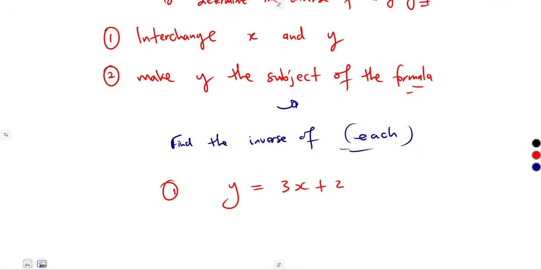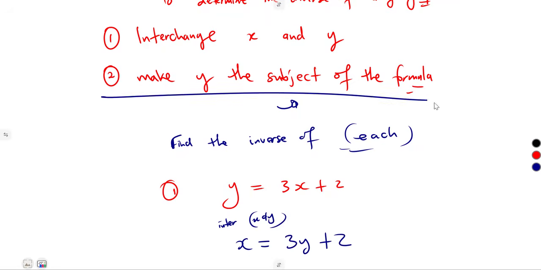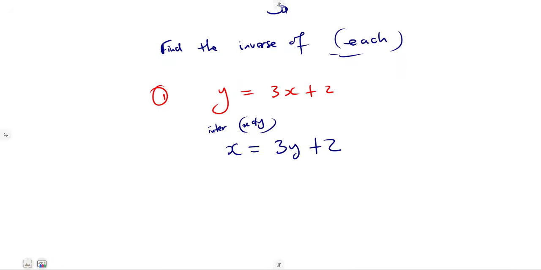We said from these steps, number one, you just need to interchange x and y. You interchange these two, x and y. So meaning to say, it's going to be x is equal to 3y plus 2. Y in place of x and x in place of y. After that, make y the subject, just like that.